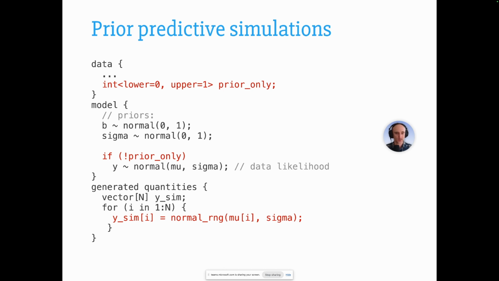Here I am looping using a for loop, same syntax as in R. So i from 1 to the number of elements of my vector, one by one I'm going through my expected values, assuming I've saved those above in something called mu, using the random normal generator to generate y_sim.